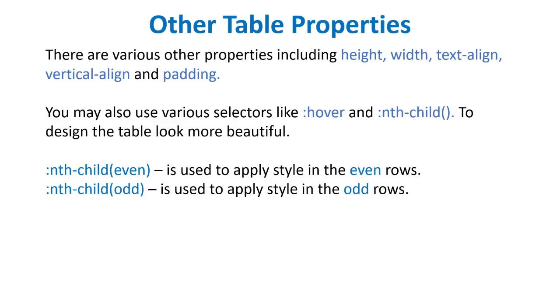Similarly, there are various other properties including height, width, text-align, vertical-align, and padding, which you can use to make your table look good. You may also use various selectors like hover and nth-child to make the table look more beautiful. nth-child(even) is used to apply style to the even rows. nth-child(odd) is used to apply style to the odd rows.